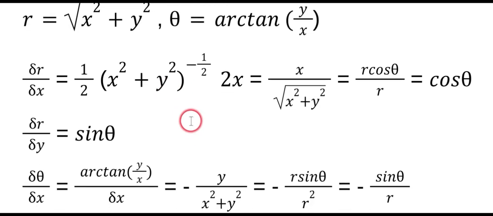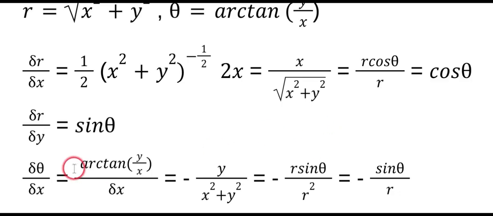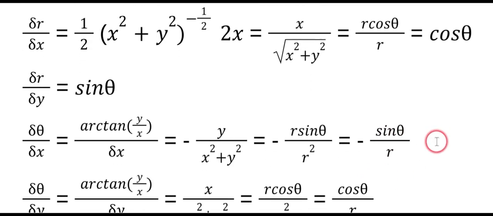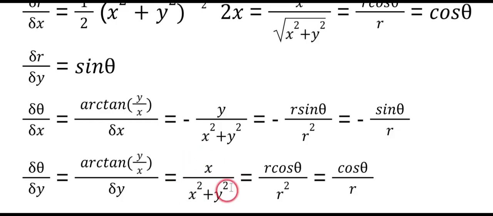Now let's do the partial of theta with respect to x. Here's the equation. You go to an online math calculator because this is hard, and you get negative y over x squared plus y squared. Well, what's y? It's r sine theta. And the denominator is just r squared. It cancels one of them, and you get this. The same thing for y: you go to an online math calculator and you get r cosine theta over r squared, which is just cosine theta over r.